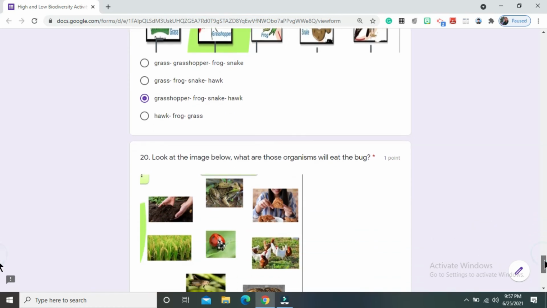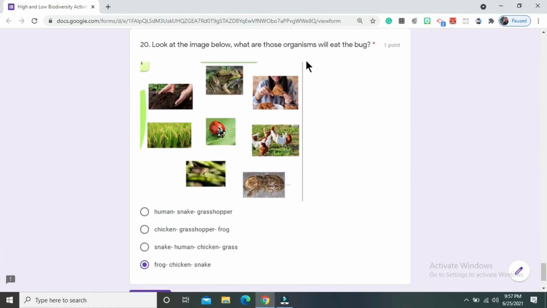Question number 20. Look at the image below. What are those organisms that will eat the bug? The correct answer is frog, chicken, and snake.